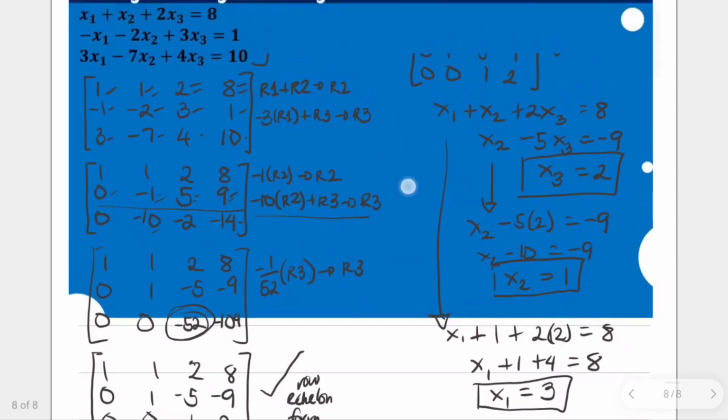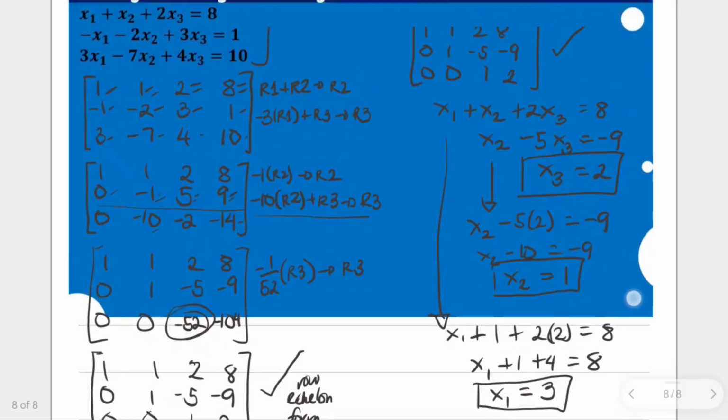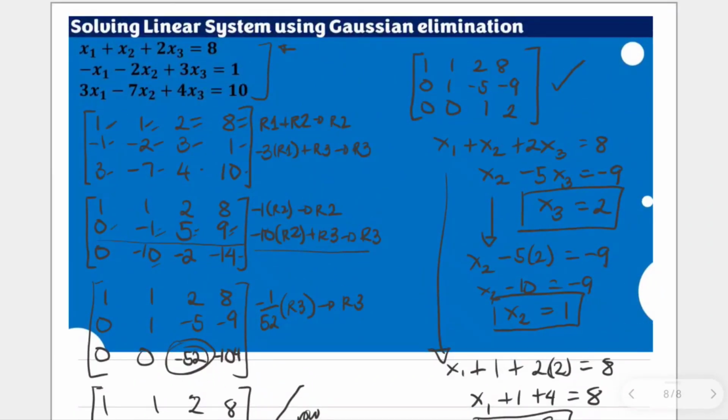Of course, if you are not really sure with what you did, you can just simply substitute all the values here, so 3, 1, and 2, in all the equations, and all should be satisfied. I'm just going to leave that to you for your own practice. But this is the result, or these are the answers for this linear system using Gaussian elimination.